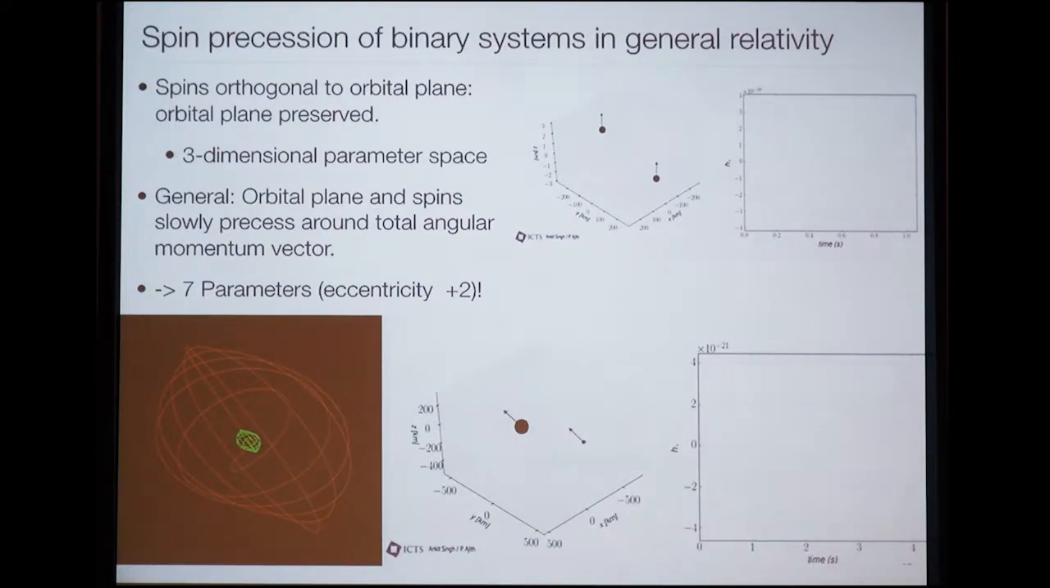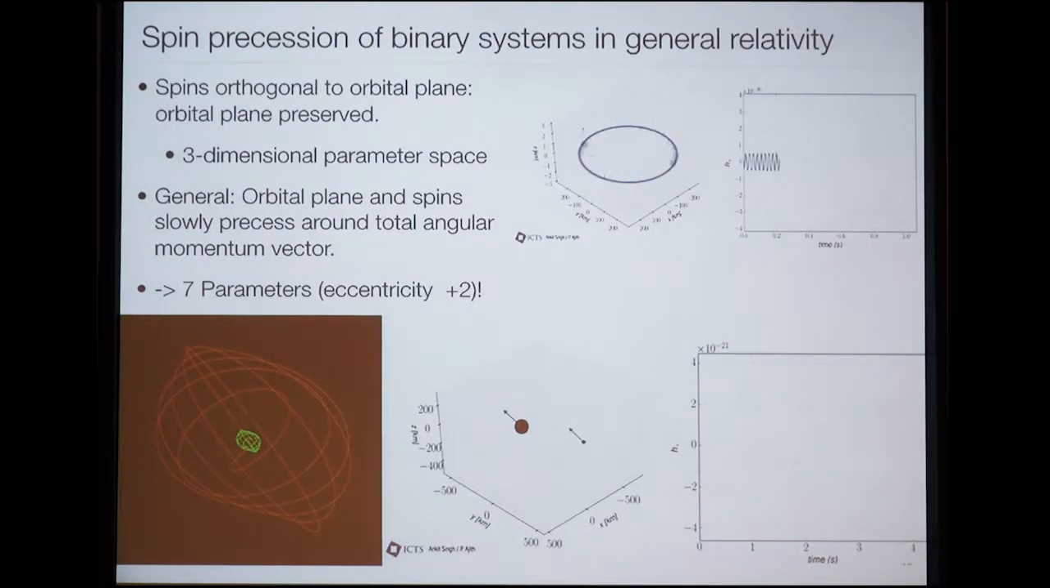So if the spins of the black holes are orthogonal to the orbital plane, that orthogonality is preserved, and you have a three-dimensional parameter space, and things look kind of boring. There's not much going on, and the gravitational wave signal looks rather simple.